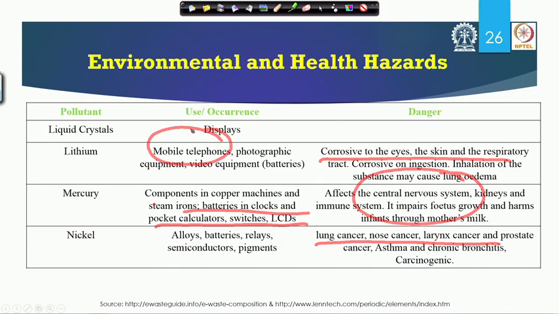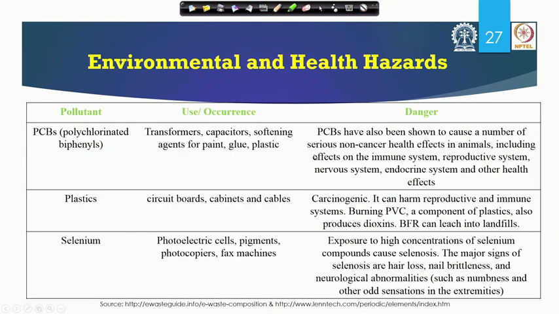We see lithium in photographic equipment, video equipment, and batteries. That's lithium batteries, so we always hear about that. All of these have certain negative environmental impact and human health impact. That's why we are worried about that.